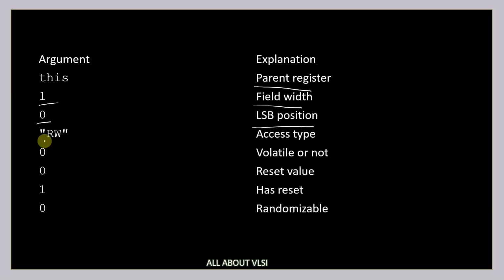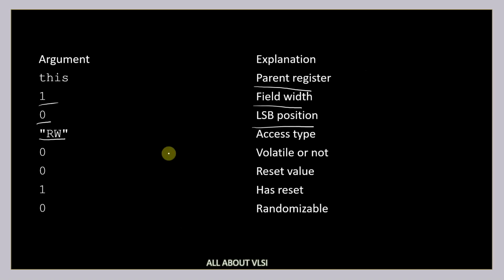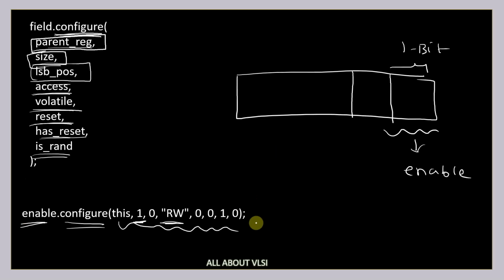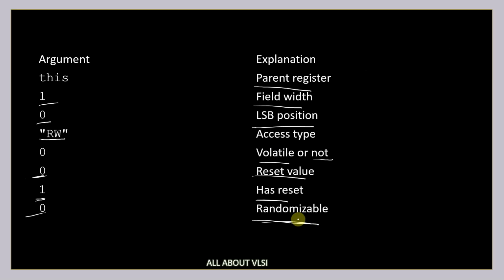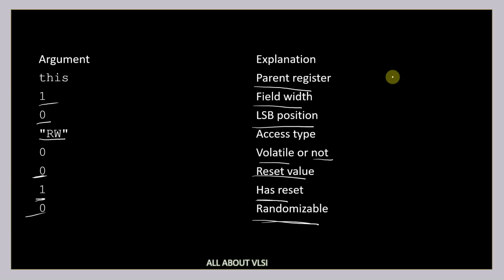And read write we provide over here, that means it is a read write access. And 0 means whether it is volatile or not, and the reset value is 0. If you provide 0, then 0 is the reset value, and 1 means it has reset, and 0 means it is non-randomizable, and 0 means it is randomizable. So like this, we provide these arguments, and we are configuring this particular enable field. So this is how we configure it.